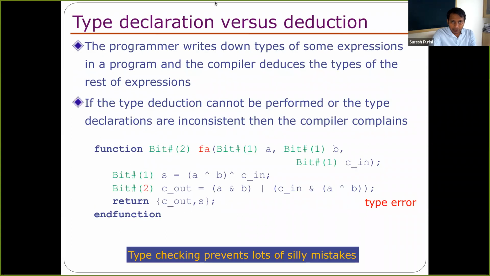So here there is a type error because this one generates a 1-bit value. So this whole thing generates a 1-bit value or signal, but on the left we are saying it should generate 2 bits. Then a type error automatically gets generated. So this is an example of a type check.